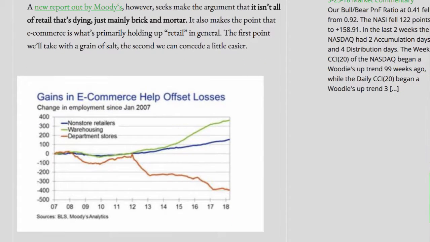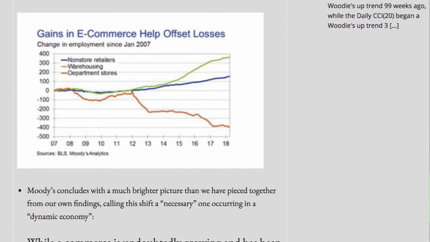A new report out by Moody's, however, makes the argument that it isn't all of retail that's dying, just mainly brick and mortar. It also makes the point that e-commerce is what's primarily holding up retail in general. The first point we'll take with a grain of salt. The second we can concede a little easier. Moody's concludes with a much brighter picture than we have pieced together from our own findings, calling this shift a necessary one occurring in a dynamic economy.